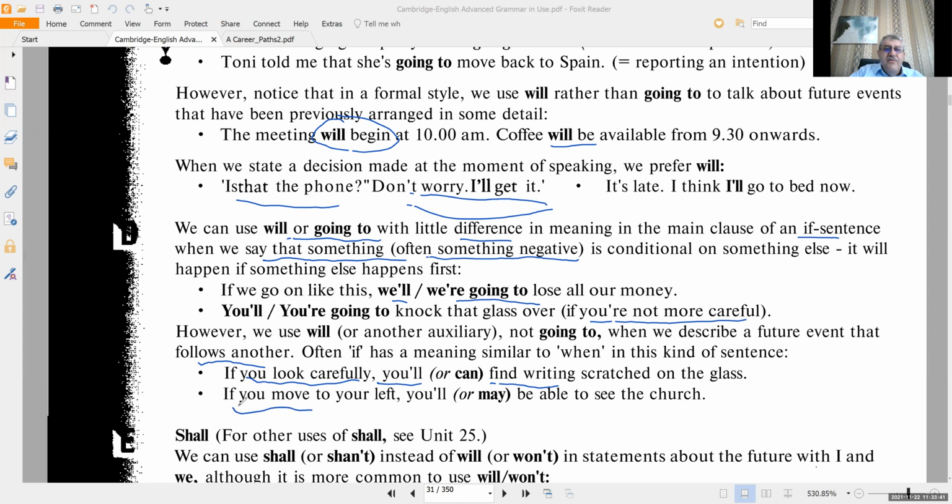If you move to your left, you will be able to see the church, or you may be able to see the church. If you move to the left, you will be able to see the church. So seeing the church will not happen unless you move to the left like this.